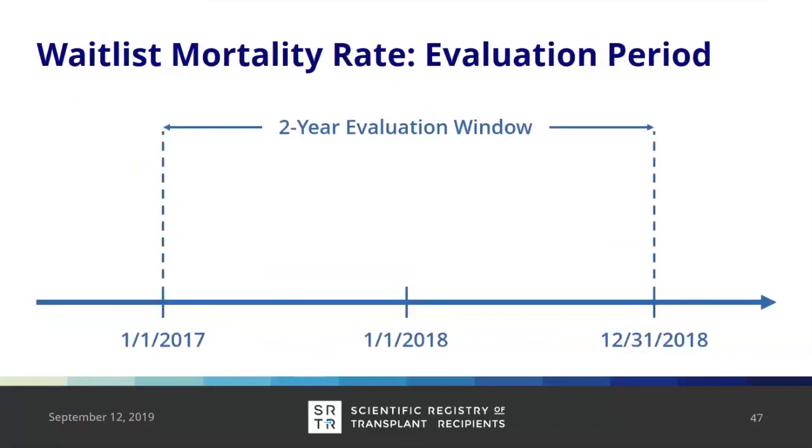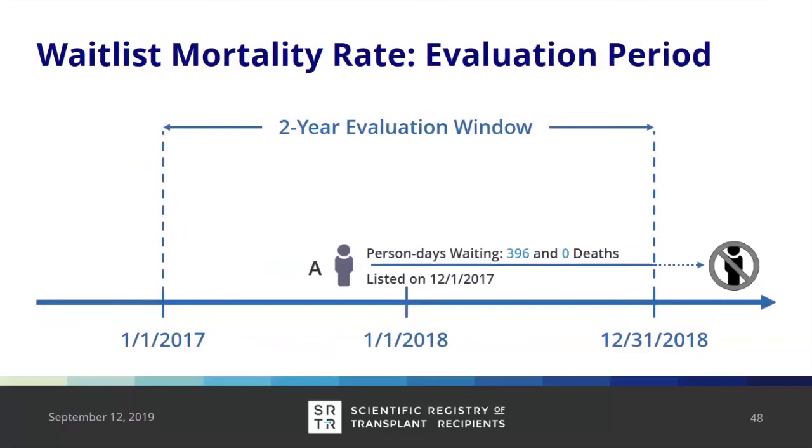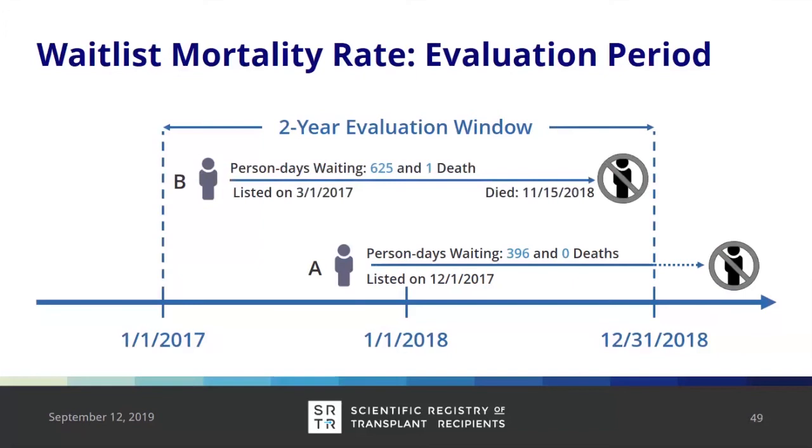So just a few examples of how this works. This person was listed on December the 1st, and the symbol on the right is meant to indicate that the person did die, but the death occurred outside the window. So this person would contribute 396 days and 0 deaths. Patient B, listed during the window and died during the window before being transplanted. So this person was listed on March the 1st and died on November the 15th. Here we have 625 days and 1 death. Those are pretty straightforward examples.